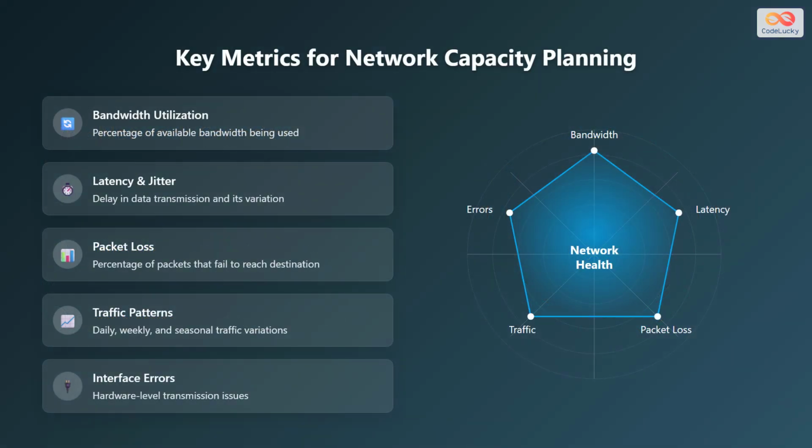To effectively plan network capacity, it's essential to monitor key metrics. These include bandwidth utilization, which is the percentage of available bandwidth being used; latency and jitter, which measure the delay in data transmission and its variation; packet loss, which is the percentage of packets that fail to reach their destination; traffic patterns, which show daily, weekly, and seasonal variations in network usage; and interface errors, which indicate hardware-level transmission issues.